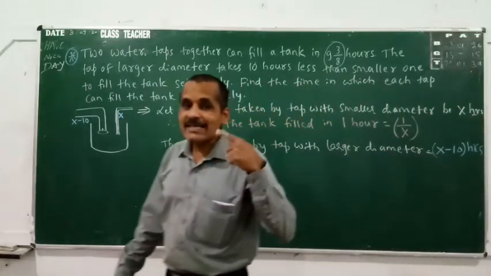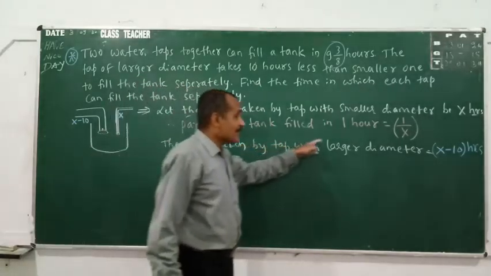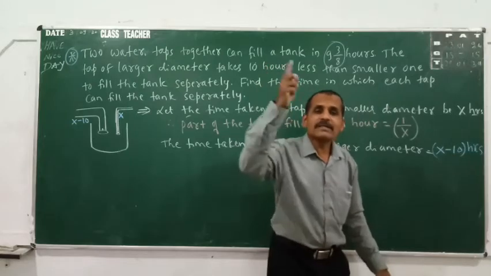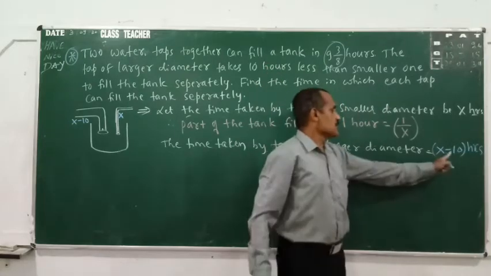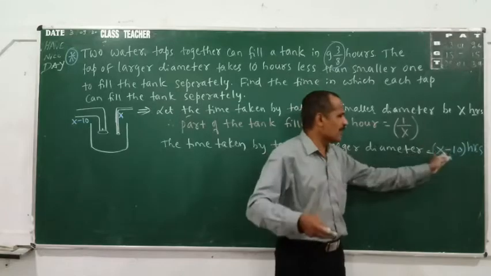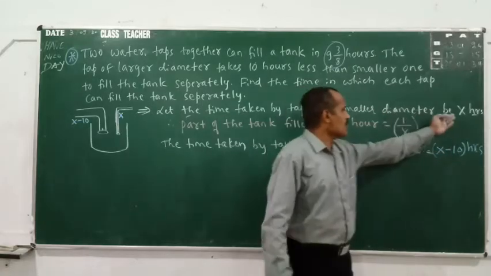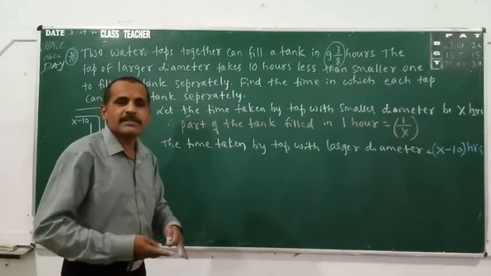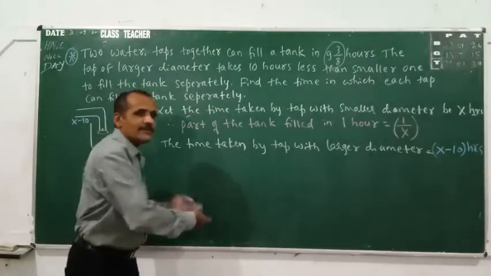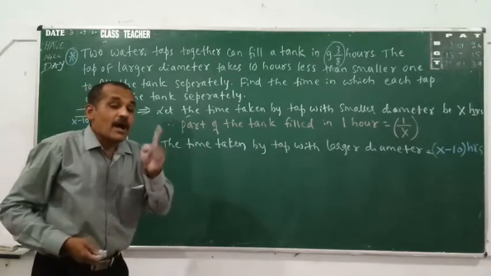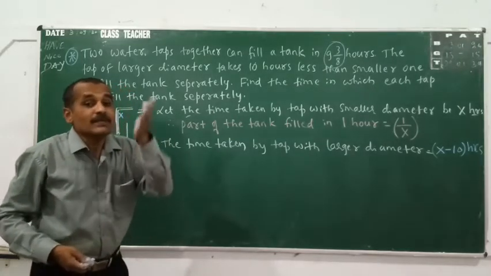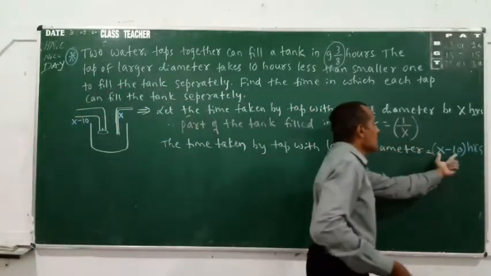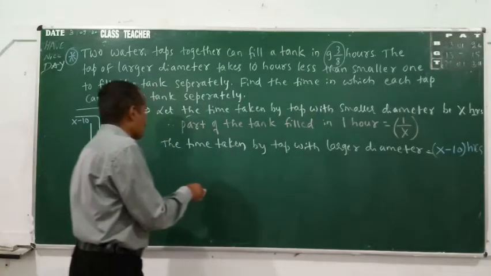Now I will question myself. If it is completely filled in x minus 10 hours, what is the part of the tank filled in 1 hour? Whatever the time may be, that goes to the denominator. Earlier x came in the denominator. When it was 4 hours and 4 hours, 4 came in the denominator. Take one more example, 5 hours, 5 comes in the denominator. Whenever I ask what is the part of the tank filled in 1 hour, the time comes in the denominator. Keep in mind.